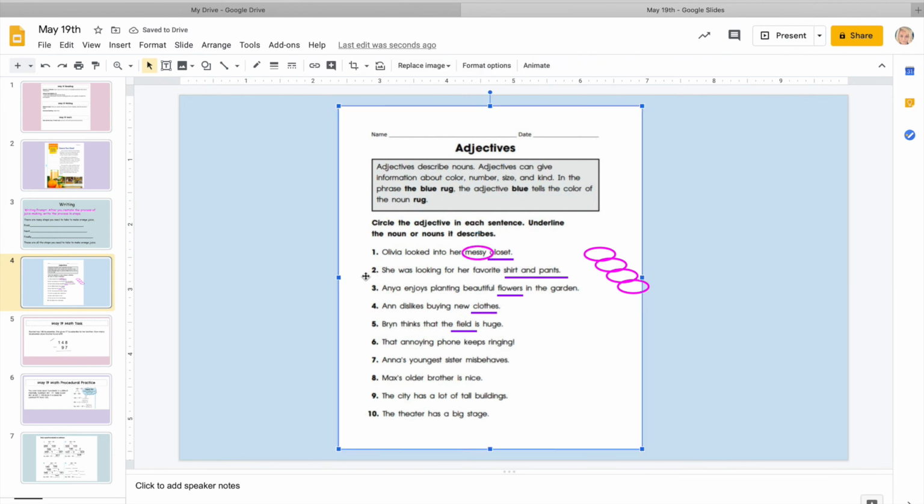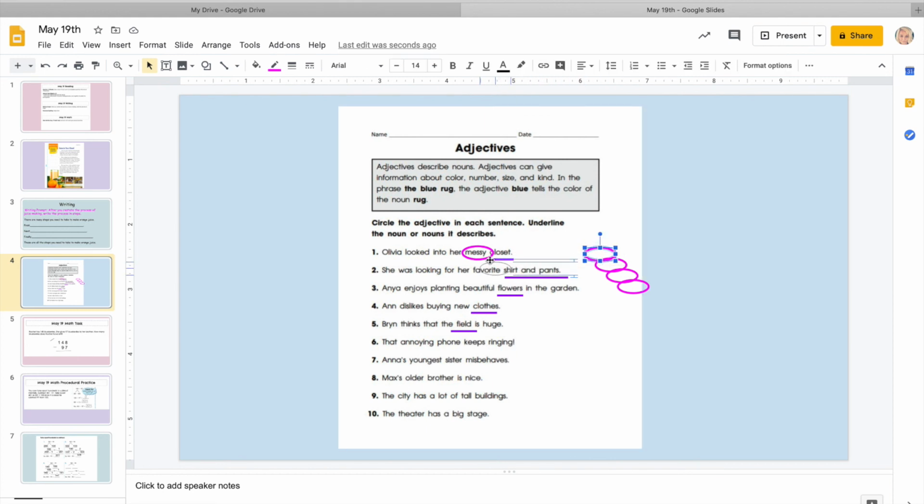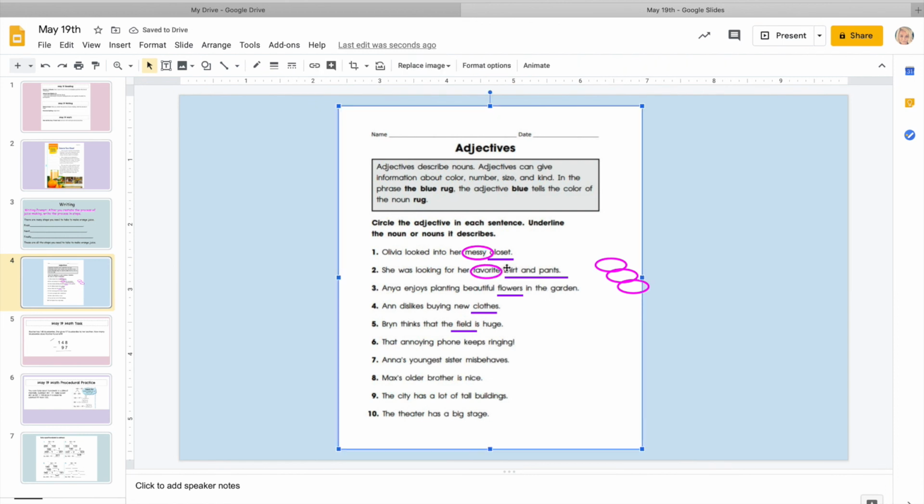And then moving on to number 2, she was looking for her favorite shirt and pants. So the noun they're talking about in this sentence is shirt and pants. If they were describing the shirt and pants, how would they describe it? Well, they were her favorite shirt and pants. So that is the adjective that is describing the shirt and pants.